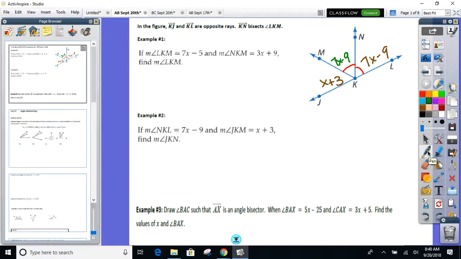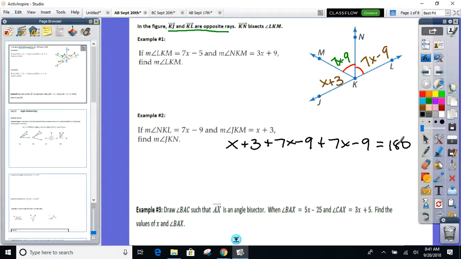that's why they gave you this fact right here, that KJ and KL are opposite rays. Opposite rays, if you remember, are collinear, which means this is a line. It's called a straight angle, but what's its measure? 180. So you know all three angles up here, x plus 3, the 7x minus 9, and the other 7x minus 9, because it forms a straight angle, equal to 180 degrees.